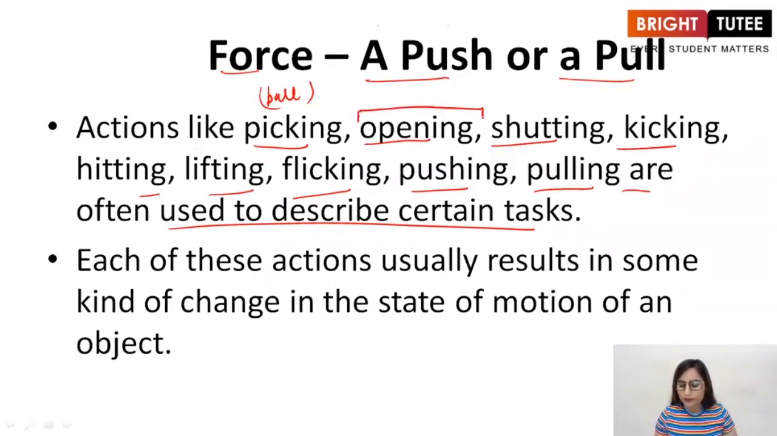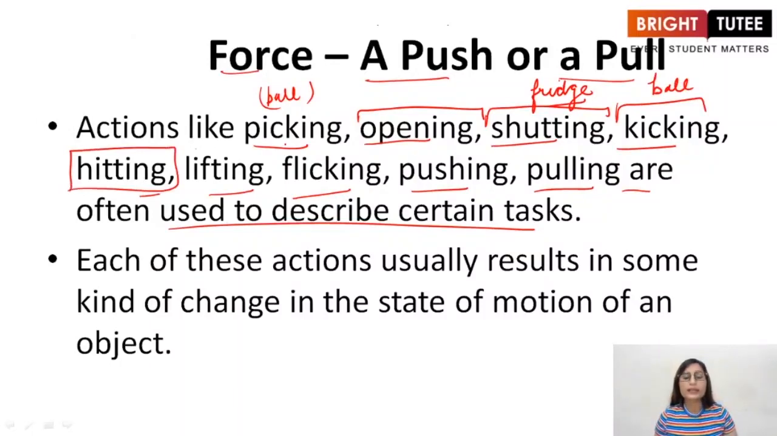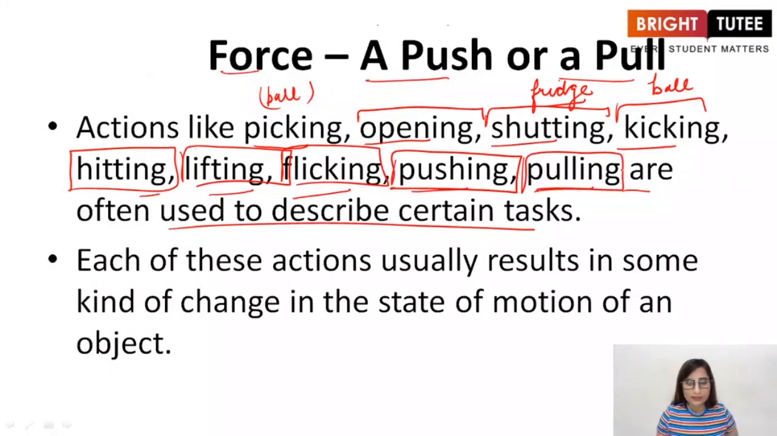Then opening. For example, you are opening a water bottle, or opening something that has a lid. Then shutting. You shut the door of a fridge. And then kicking a football again. Then hitting any other surface. Then lifting, flicking, pushing any object, and pulling are often used to describe certain tasks. We often use these words in our daily lives. Each of these actions usually results in some kind of change in the state of motion of an object.